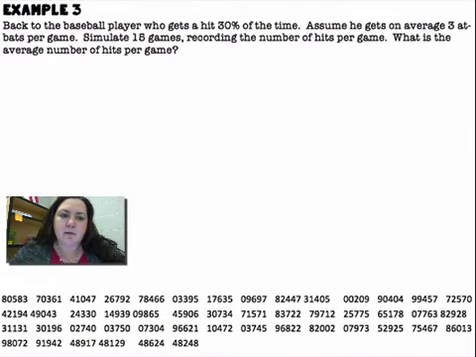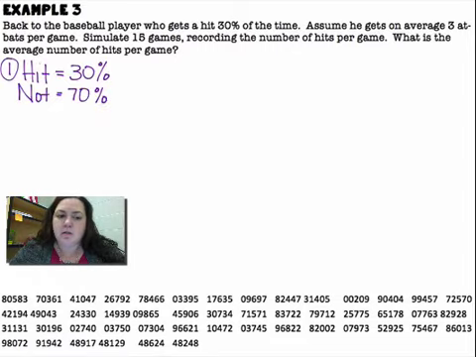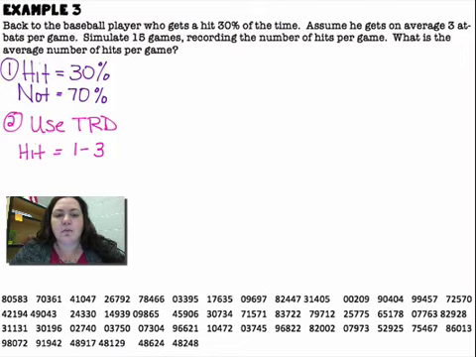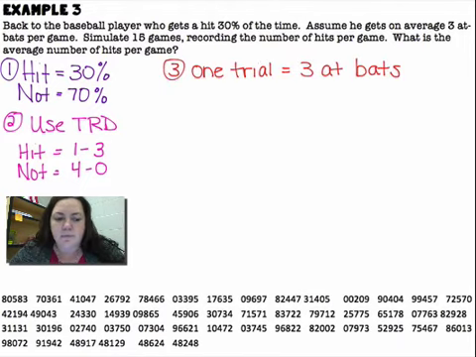Alright, example 3. Back to the baseball player who got a hit 30% of the time. Assume he gets, on average, 3 at-bats per game. Simulate 15 games, recording the number of hits per game. What is the average number of hits per game? So hits is 30%, not a hit is 70%. I'm going to use the table of random digits. Hits will be the numbers 1 through 3. Not a hit will be the numbers 4 through 0, so 4 through 9, and then including 0.